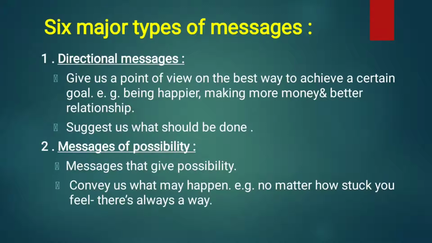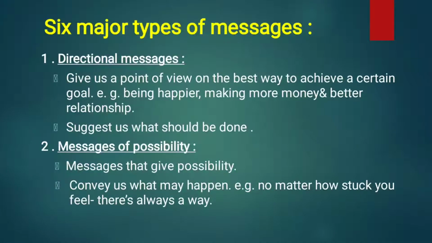There are six major types of messages, and the first one is directional messages. These messages suggest us what should be done. They guide us. These messages help us to achieve our certain goal. For example, being happier means how we can become happy, how we can make more money, and how we can maintain our relationships with everyone.